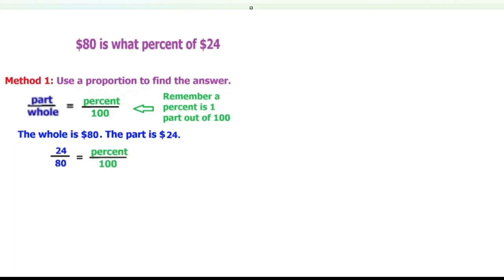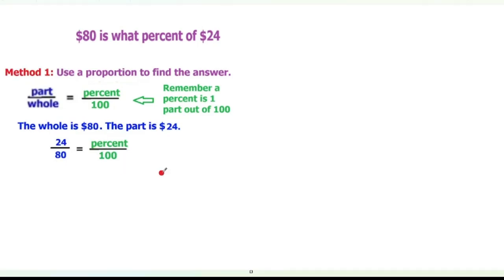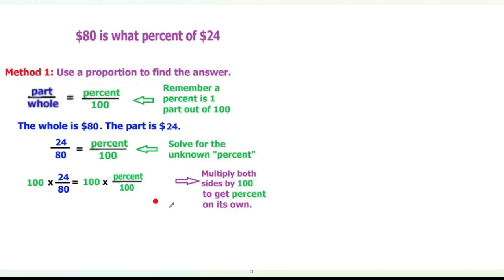So let's plug that into our proportion. 24 over 80 equals percent over 100. So we solve for the unknown percent. We multiply both sides by 100 to get percent on its own. Here, percent is being divided by 100. The opposite operation of divide by 100 is multiply by 100. And we have to do that to both sides of the equation.